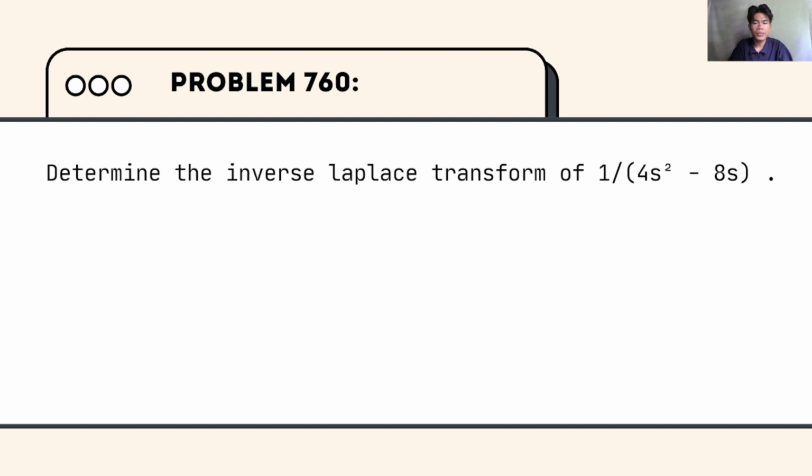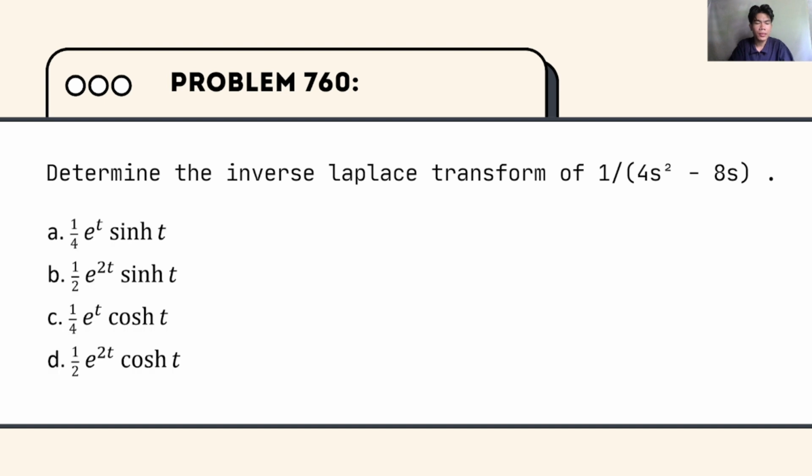We have a given problem, problem 760. Determine the inverse Laplace transform of 1 over 4s squared minus 8s. We have given choices for this problem, which are A, 1 over 4 e to the power of t sinh t, B, 1 over 2 e to the power of 2t sinh t, C, 1 over 4 e to the power of t cosh t, and D, 1 over 2 e to the power of 2t cosh t.